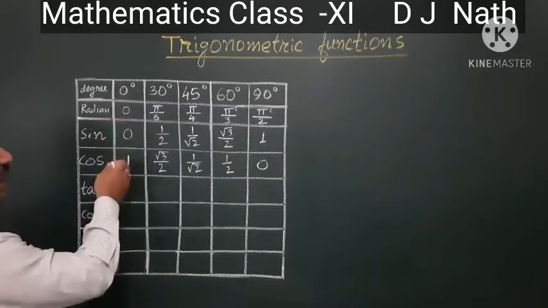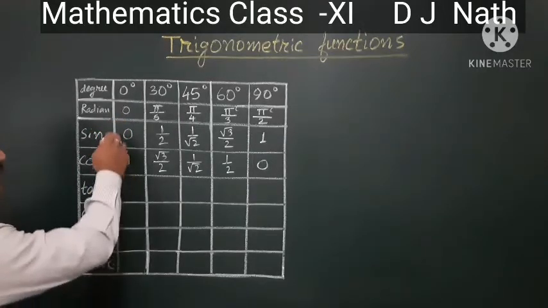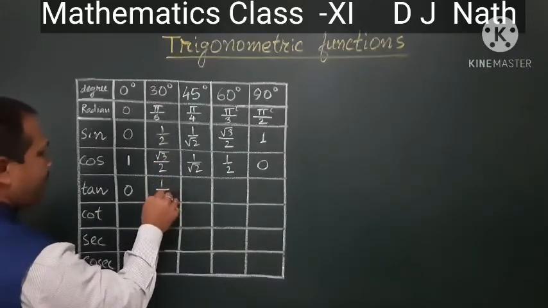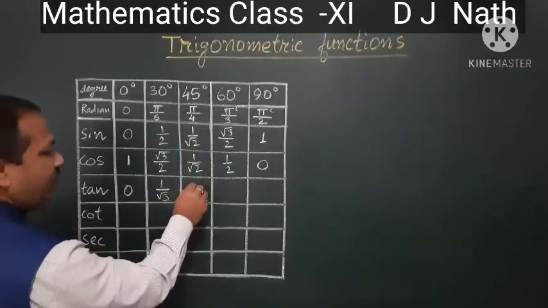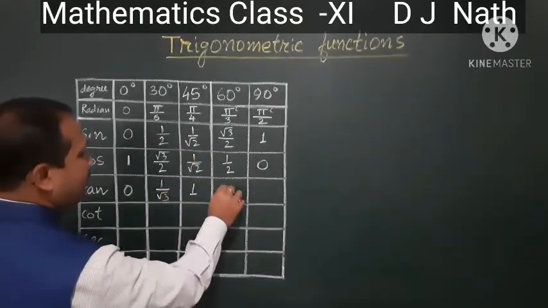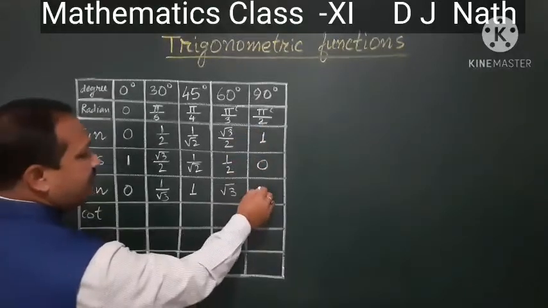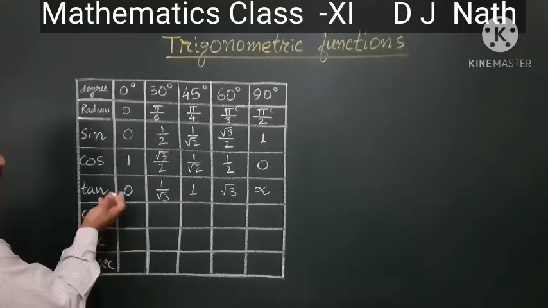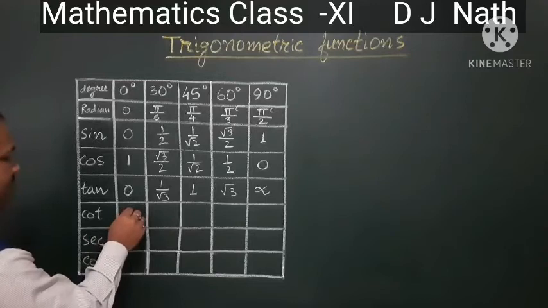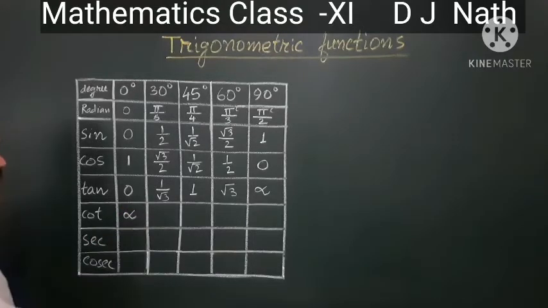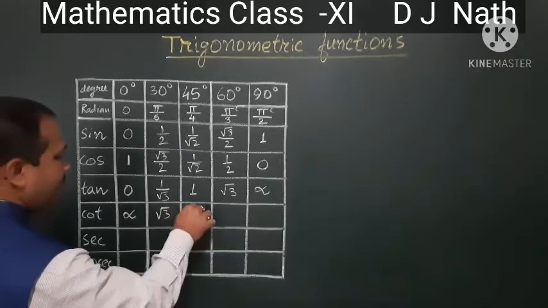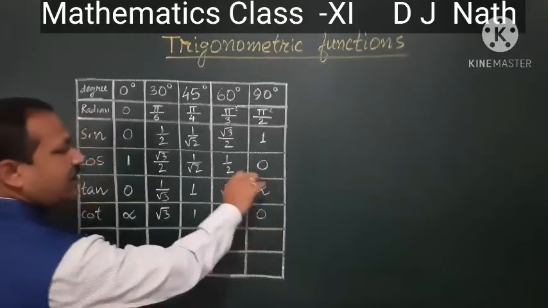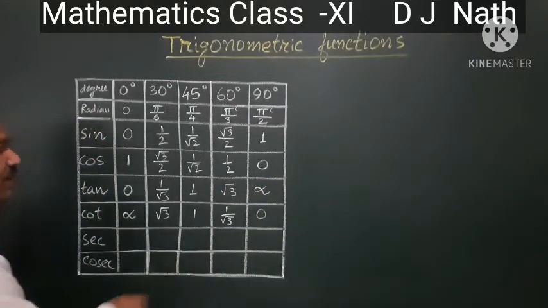And tan is sine by cos. So like that way it is 0 by 1, it is 0. Then this one is 1 by root 3. This is 1. This one is root 3 only. And 1 by 0 is undefined, so we write it as infinite. Similarly cot is reverse of tan. So it will be undefined, then root 3, then 1 by root 3, and this is 0. Reverse of undefined means 1 by 0 is 0 by 1. So it is like that.